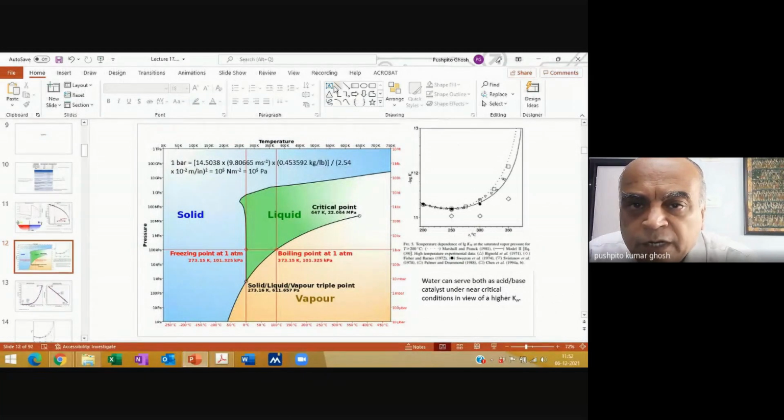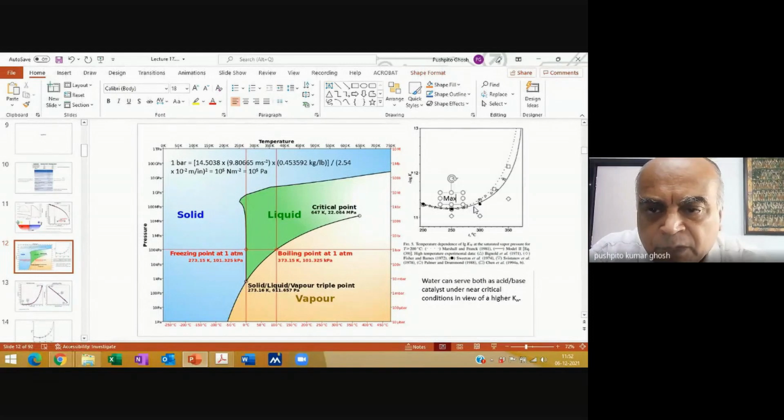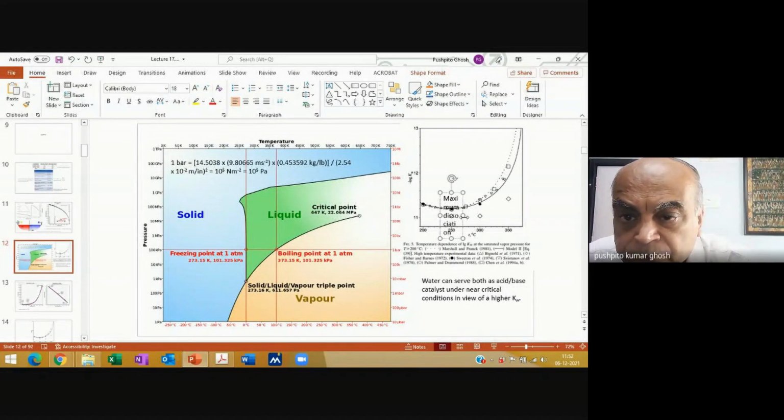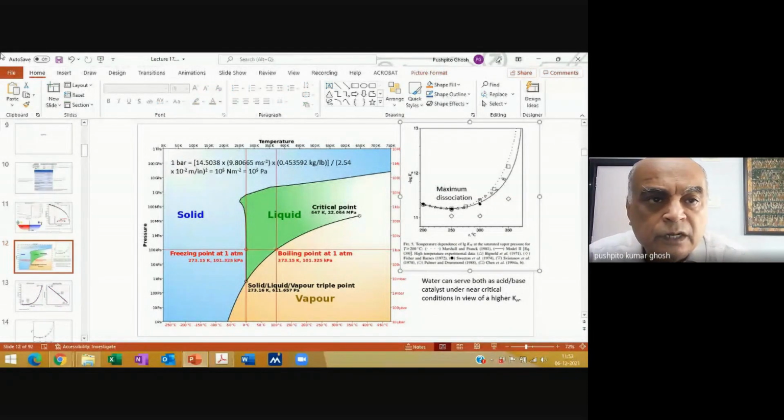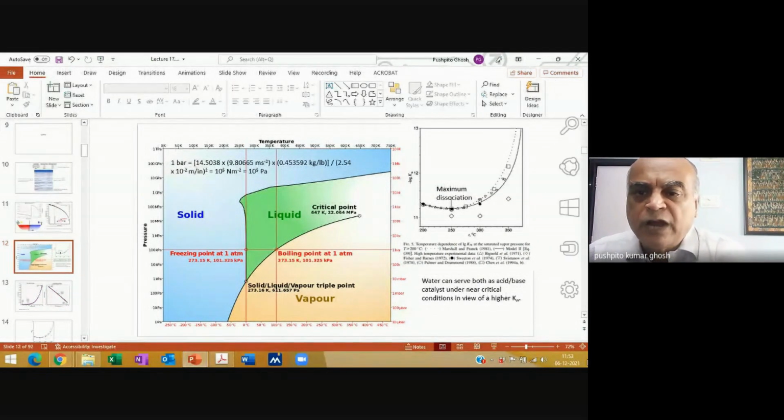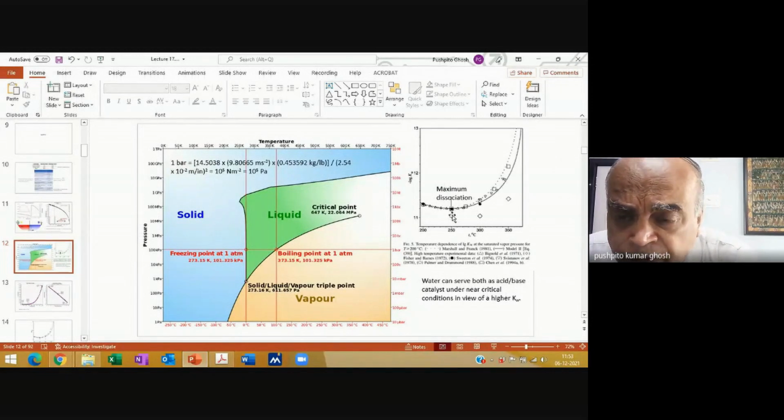So let us put it down. Maximum dissociation. That's what you have at this point. So this is the point where you have maximum dissociation. After that, the pKw again increases, but even at the critical point, you can see that the value is around 12. It's not 14.